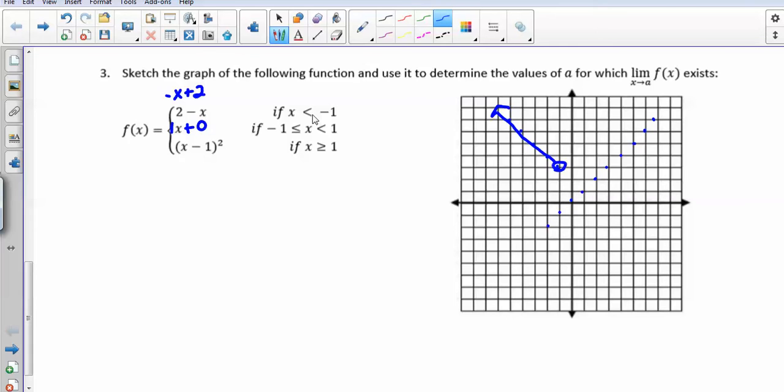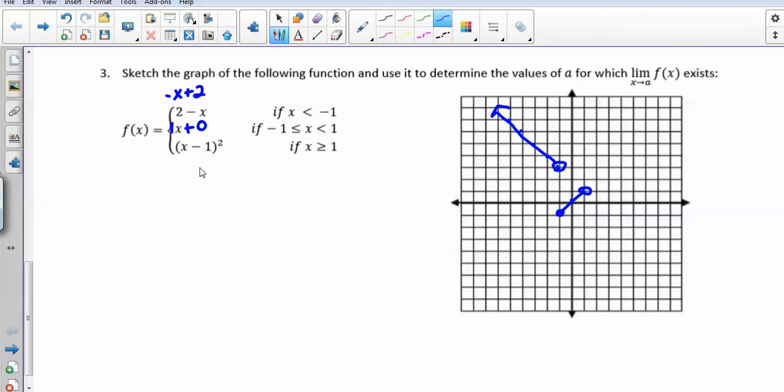But we only want this line from -1 to 1, so I'm going to erase the parts I don't want. And I just want from -1 to 1. It says equal to -1, so I can use this dot right here at -1, but not equal to 1. So I want an open dot there, connect those, and I see one more point I need to erase down here.